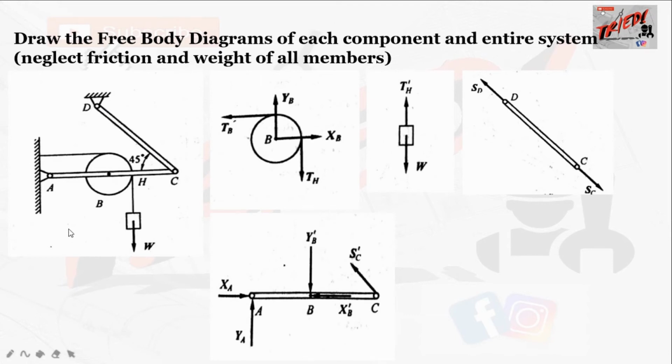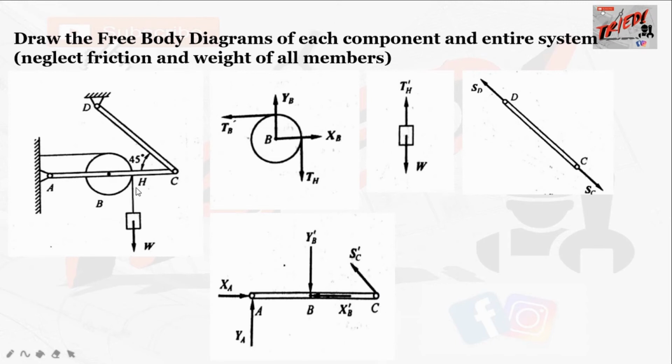And for this one, it's a hinge support. As you can see, we're going to have the reacting force in the X and the reacting force in the Y. And here we also have another pin support. We're going to have a reacting force in this direction, as you can see.